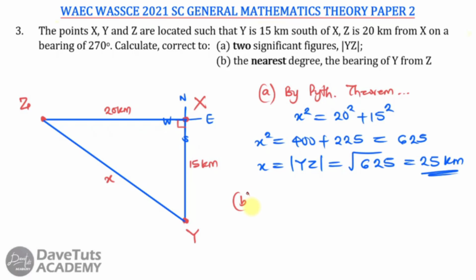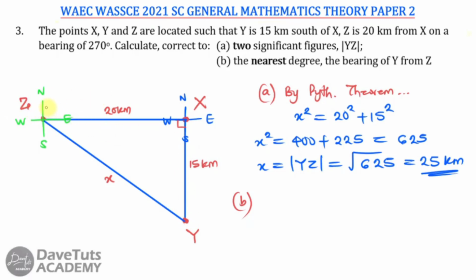In the second case, we're asked to find the bearing of Y from Z. That means that we need to go to Z, and at Z we need to compute the bearing that we can get to locate the point Y. So on Z, if we draw our cardinal points just like here, we need to start from the north, we have the south, we have the east, and we have the west.